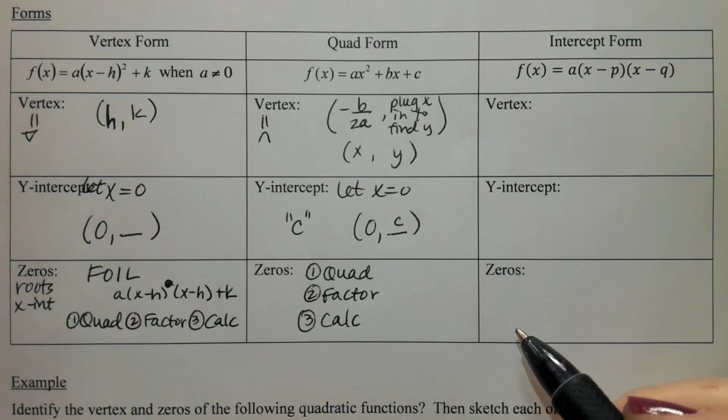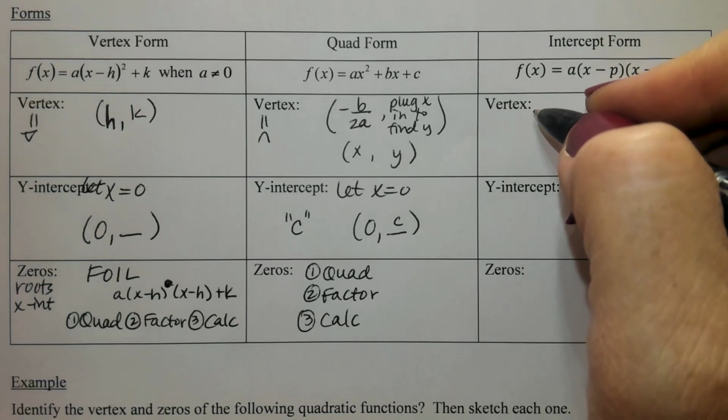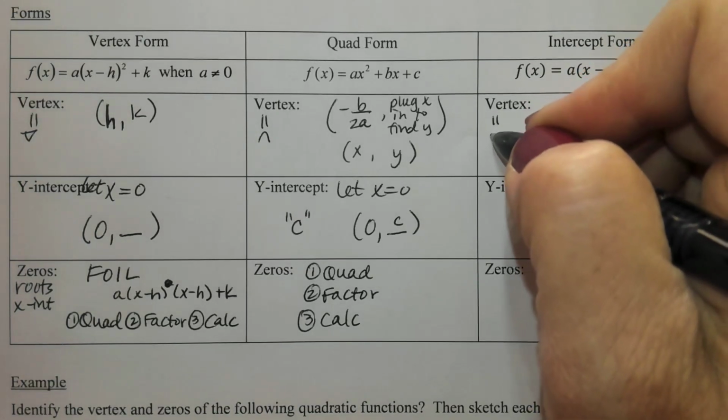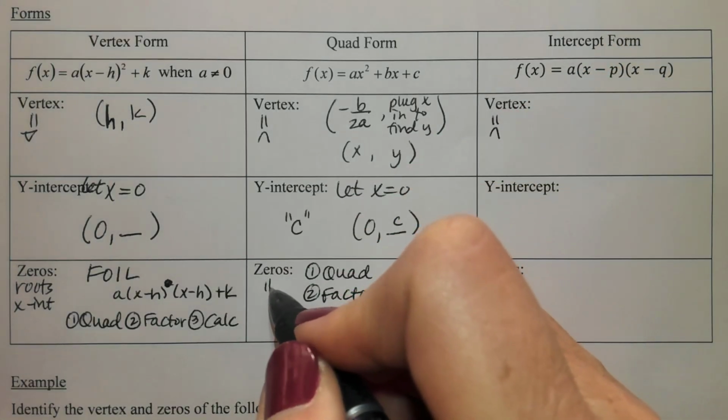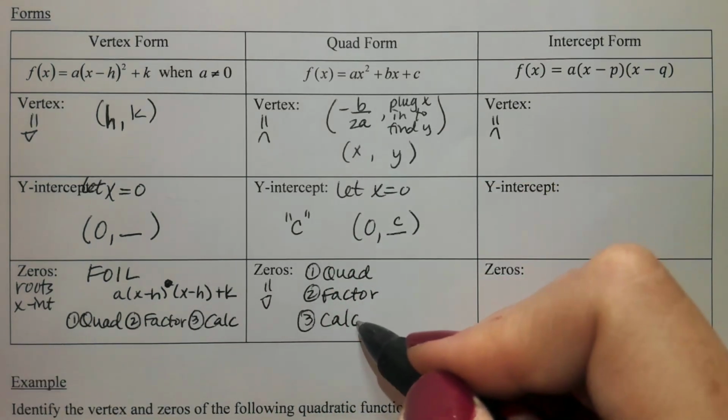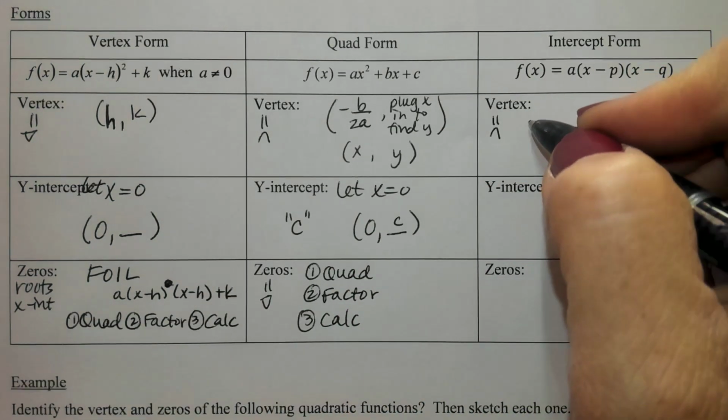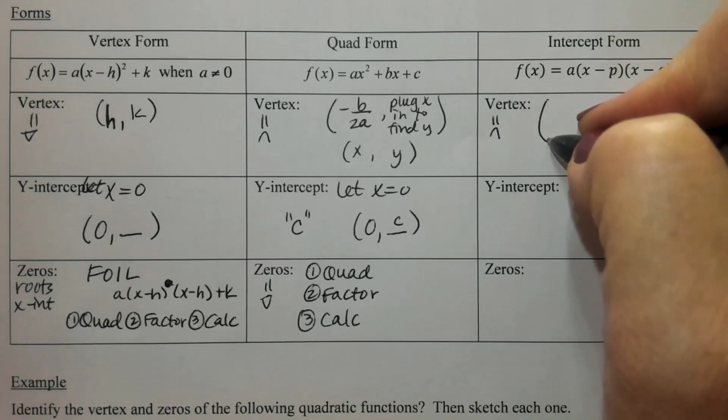This is a throwback to Algebra 2. Zeros here are a little bit easier because I've already got this FOILed. I meant to write that there for you. Vertex here still takes a little bit of work.